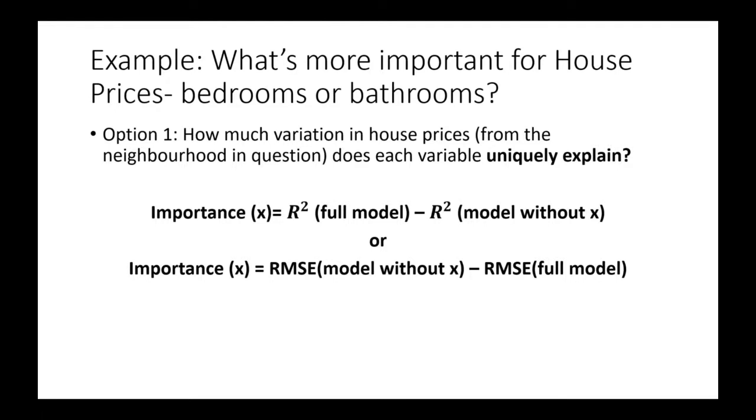Another way that you can do it for a linear model is to look at the root mean squared error of the model without x compared to the model with x. That is just reversed because the error will go up when you take out x. So if x is important, we expect a big drop in the R-squared or a big increase in the root mean squared error. And just noting that R-squared and root mean squared error are just scaled versions of each other. It's just scaled by the total sum of squares for that sample. So we'll get the same answer.